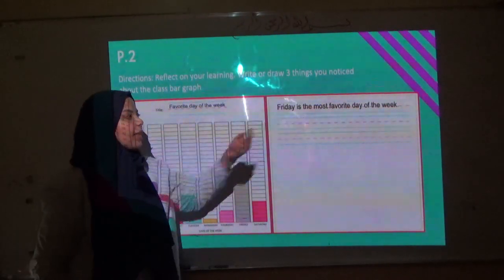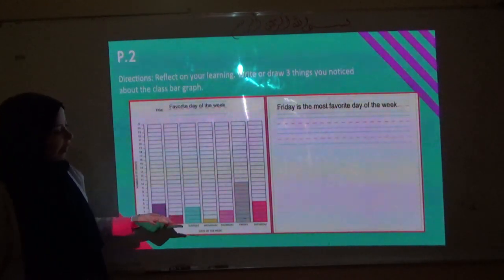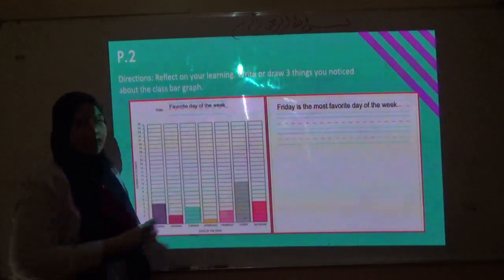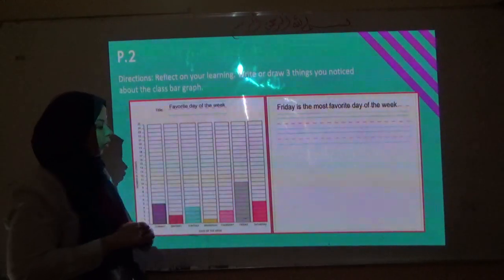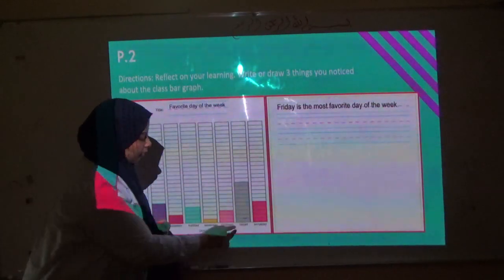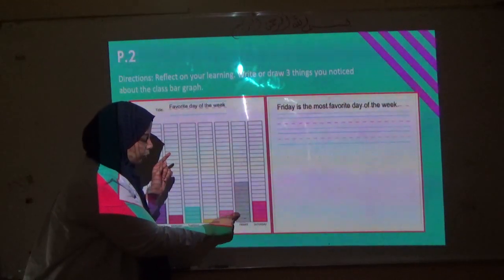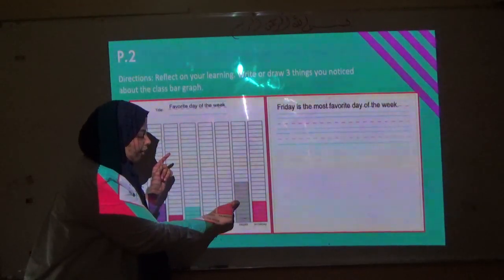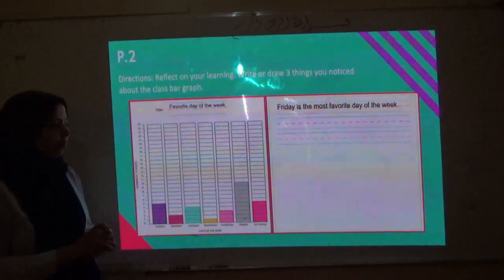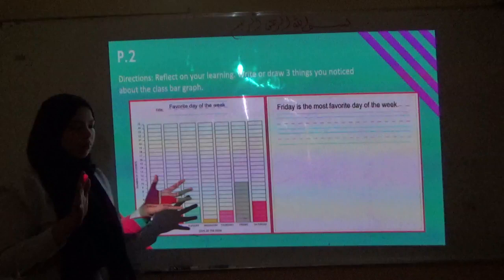Friday is the most favorite day of the week. Why did I say so? Because if you go directly to the graph, you will notice that Friday has the greatest bar or rectangular shape, which starts here from 0, and then you count up 1, 2, 3, 4, 5, 6, 7, 8, 9, and 10. So it represents 10 students who like Friday the most.